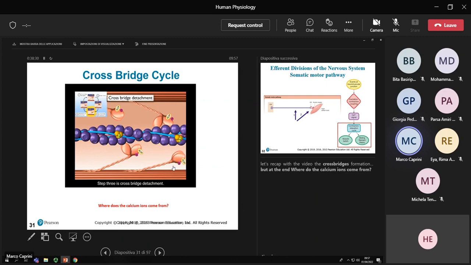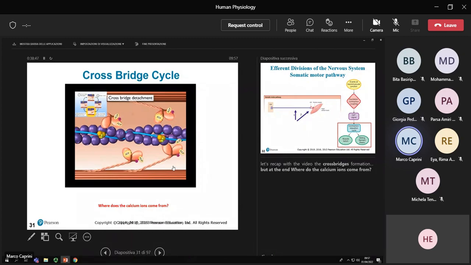Step 3 is cross-bridge detachment. Myosin remains attached to actin until an ATP molecule binds to the empty ATP binding site on the myosin head. This weakens the link between the myosin head and actin, and the myosin head detaches. The detached myosin head remains in its low energy state.